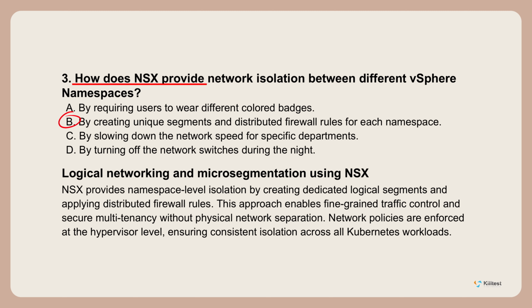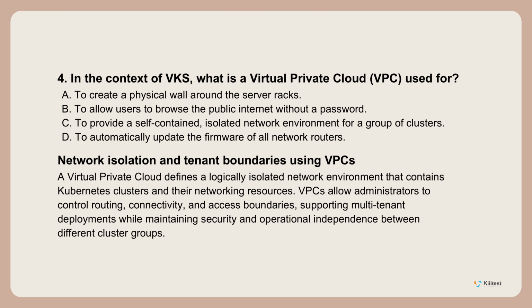NSX gives each namespace its own dedicated logical network, its own identity. But the magic, really, is in the distributed firewall, the DFW. Because the rules are enforced right next to the workload. Precisely. The DFW rules are pushed down directly to the ESXi host where the workload lives. So security policy is enforced right there, which means you can control traffic not just between namespaces, but even between pods in the same namespace. It's so much better than a traditional perimeter firewall for that east-west traffic.